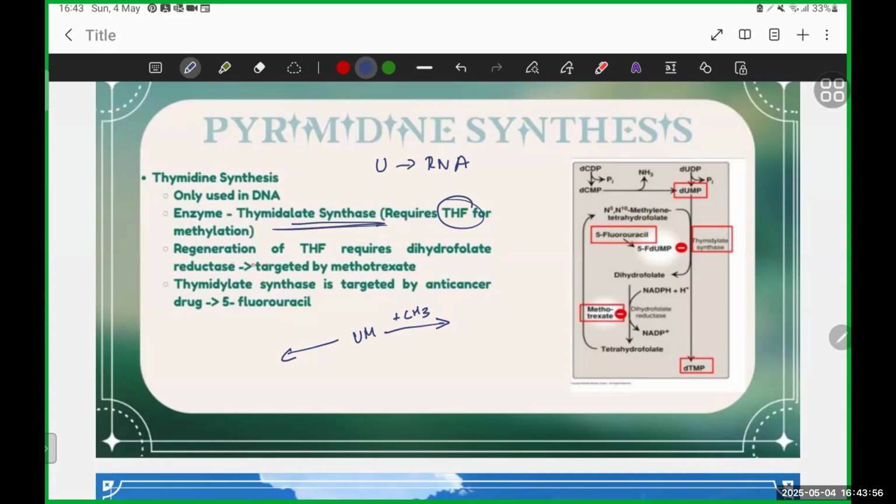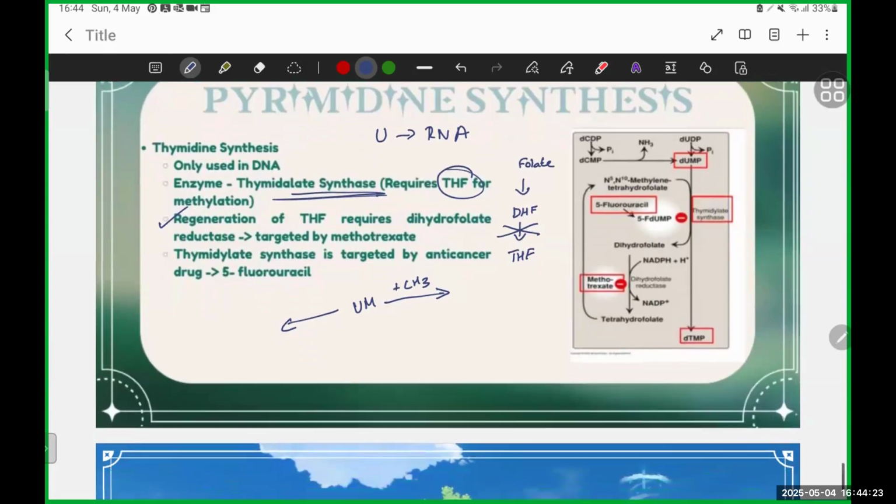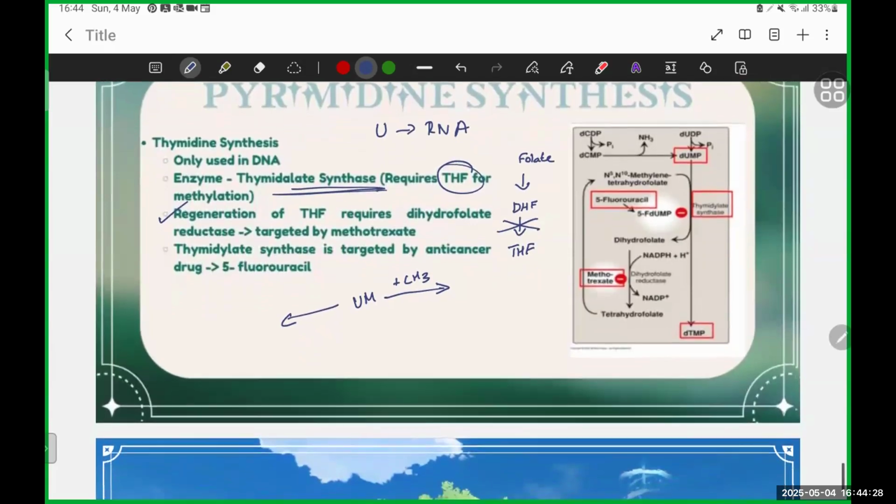Then you have regeneration of THF, which we went over. THF regeneration requires dihydrofolate reductase. So folate to THF, and then THF, right? Your methotrexate comes here and goes, no more THF for you guys. This affects both the human cells and the bacterial cells, cancer cells, basically. The bacterial antibiotic was sulfonamide.